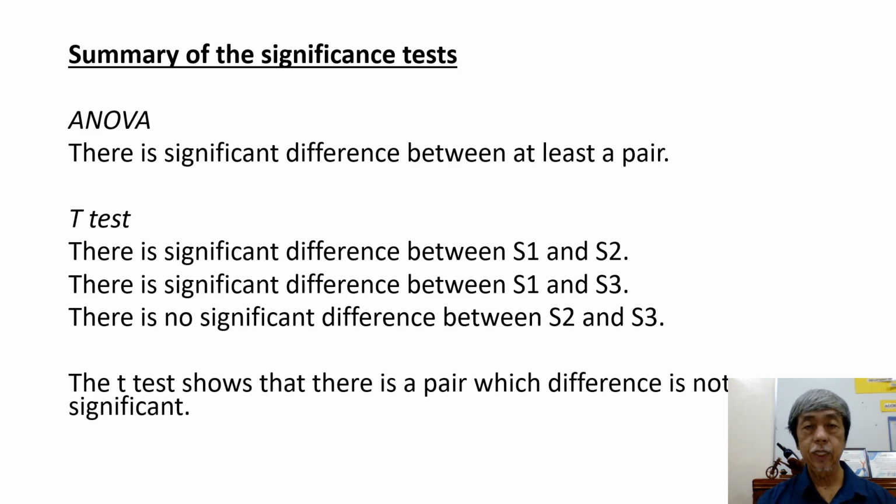This is now the summary of the significance tests. For ANOVA, there is significant difference between at least a pair. For the t-test, for S1 and S2, there is significant difference. Between S1 and S3, there is significant difference. But between S2 and S3, there is no significant difference. The t-test shows that there is a pair whose difference is not significant.